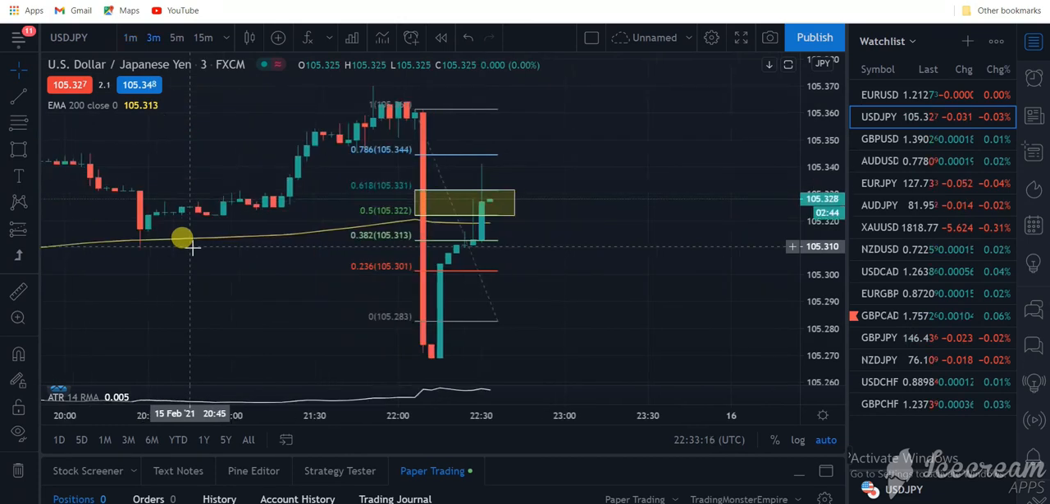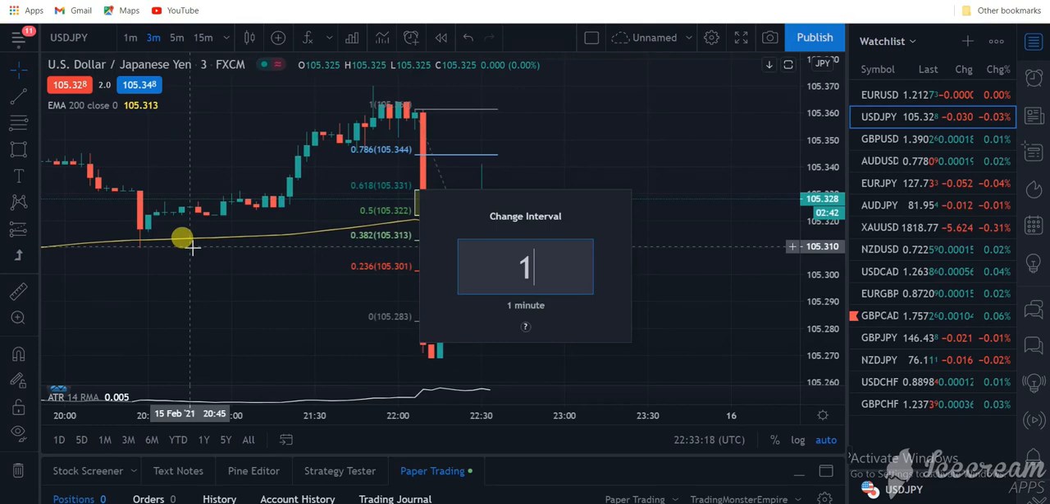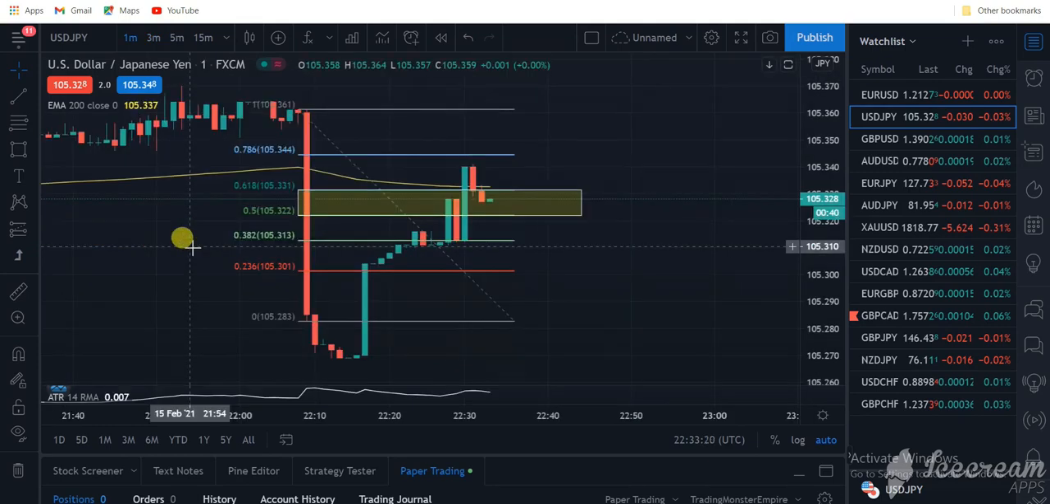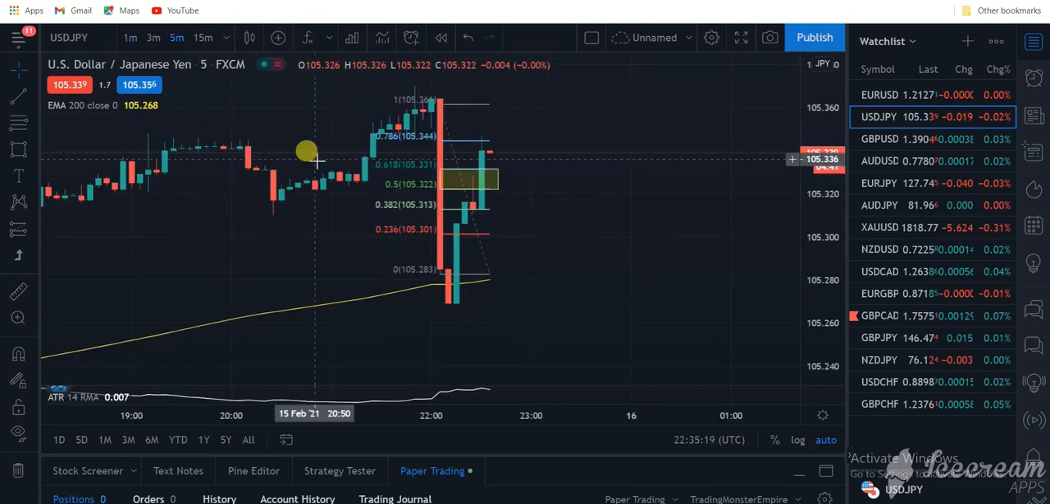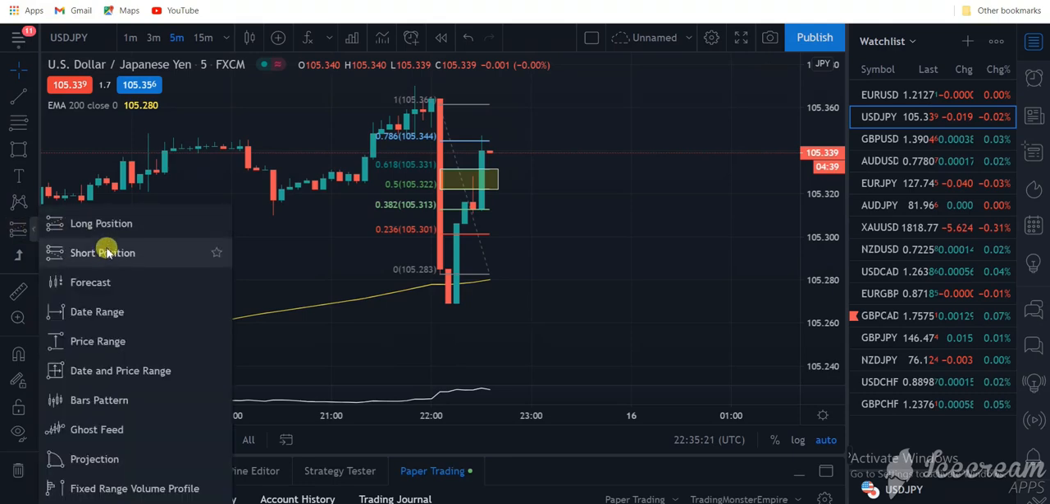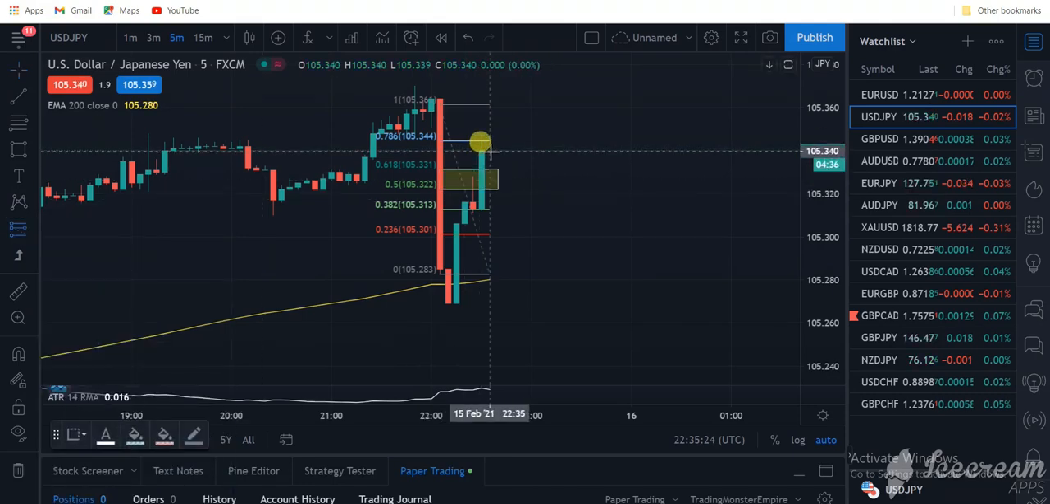Alright guys, so as you can see, there's a rejection. The market is just basically rejecting that area, so let's just wait for our entry. I'm just looking for a good entry. Alright guys, so let's jump in this trade.